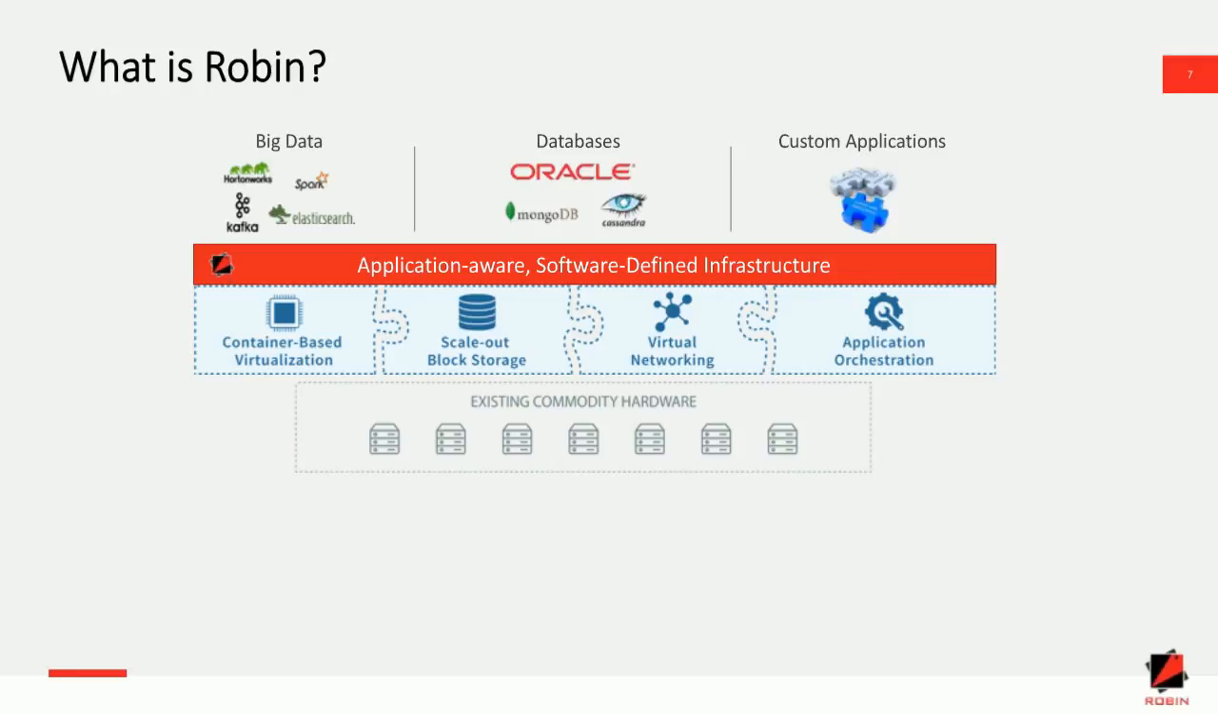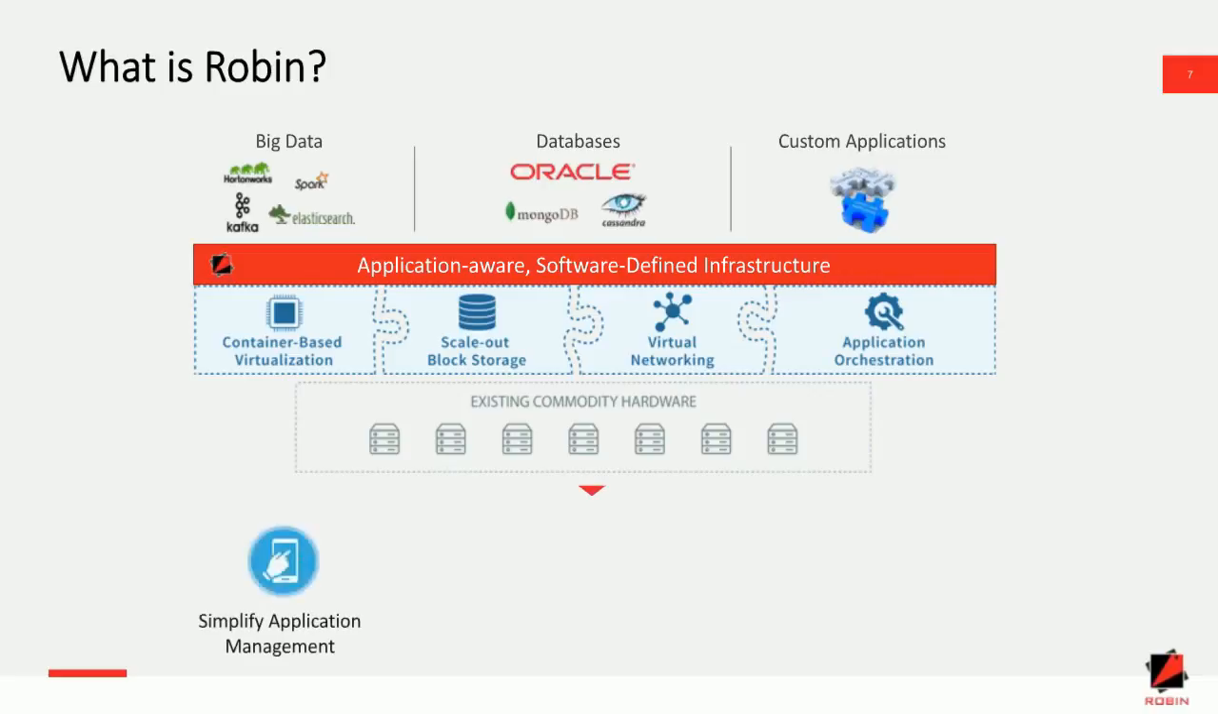So what Robin does, essentially, it is an application-aware, software-defined infrastructure, right? So essentially, it is a single software binary that includes container-based virtualization, or it uses container technology. It provides, again, a software-defined scale-out block storage, and I'll talk more about this. It offers virtual networking and orchestration both for the application and for the infrastructure. Right? And on top of this, you can run all kinds of apps, your big data apps, your database, your regular traditional databases, or your custom applications.